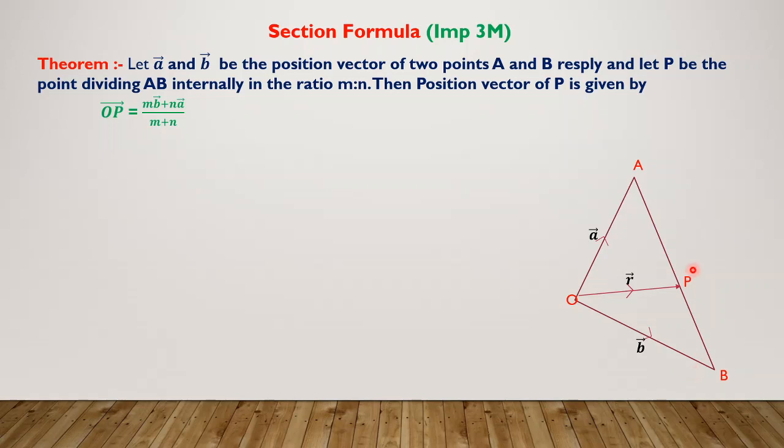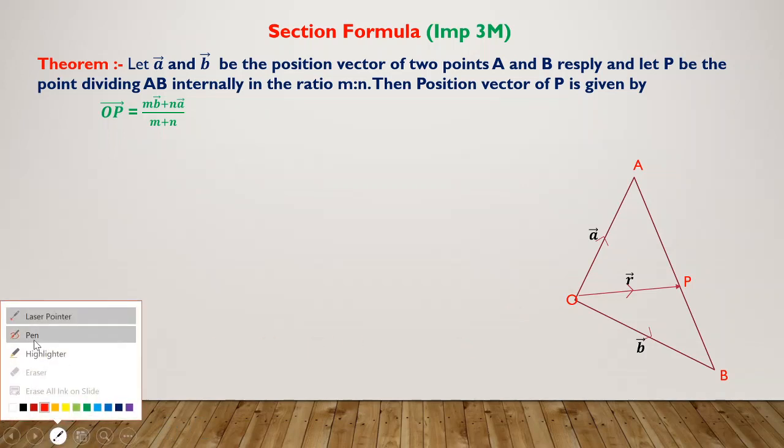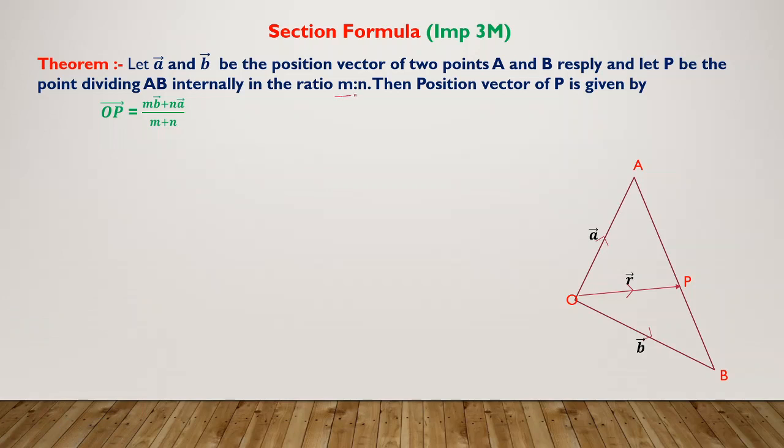Okay, let me take another point P. Then the position vector of point P, let me take it as vector R. Position vector of point P is vector R. So that point P divides AB. Here is AB. That point P divides the vector joining the points A and B in some particular ratio. So what is that ratio they have given? It is m is to n. Here they have given the ratio. It is dividing in the ratio of m is to n.